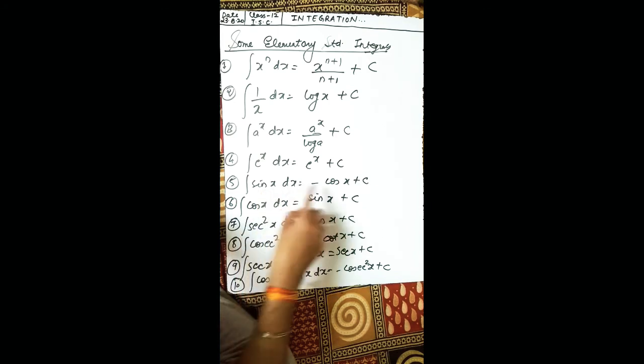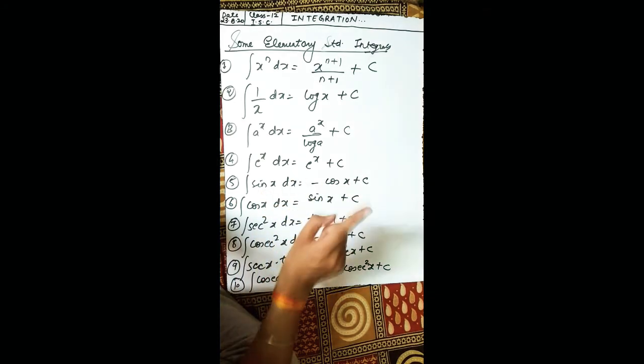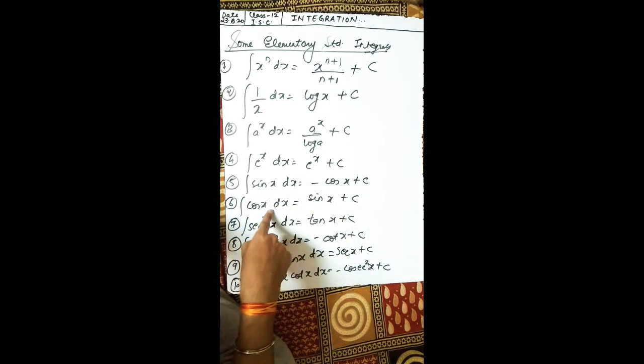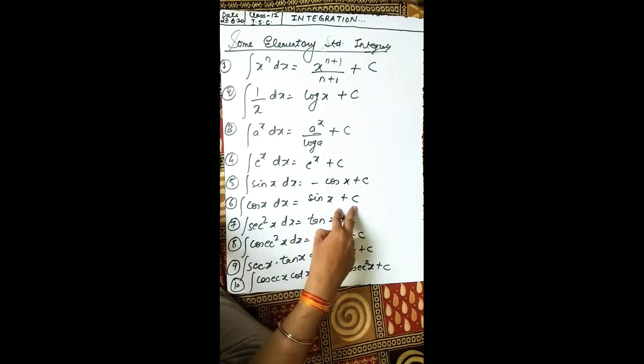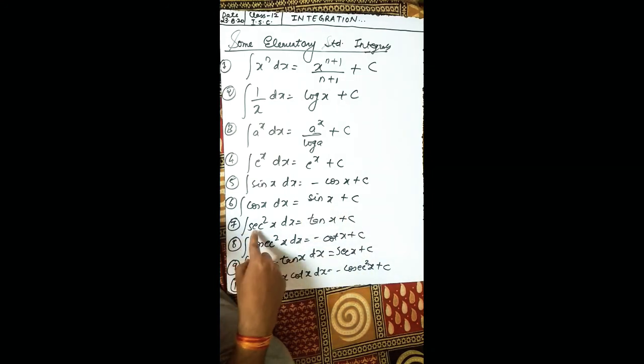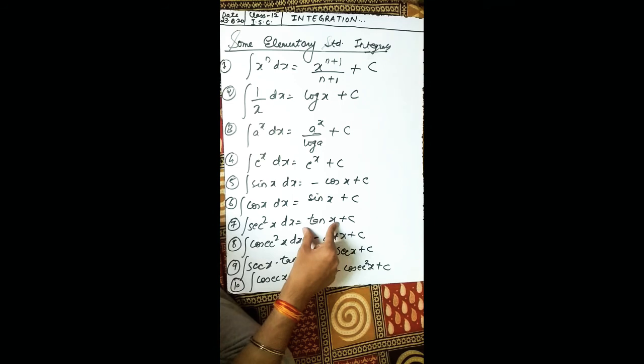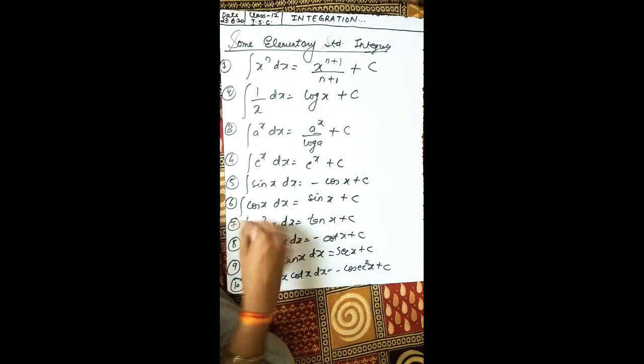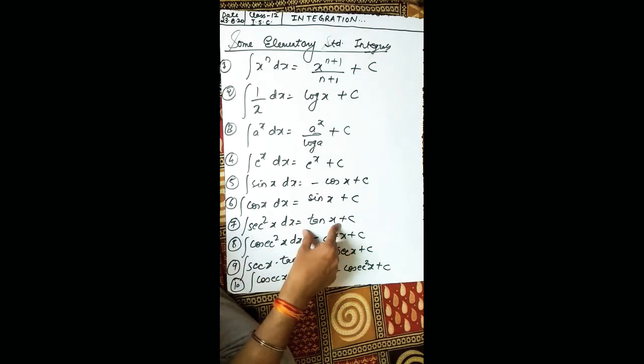They integrate sin x as cos x? No, this will be minus of cos x. Integration of cos x dx is positive sin x plus c. Now integration of sec square x dx is tan x. Why? Because differentiation of tan x is sec square x. So integration of sec square x dx will be tan x plus c.